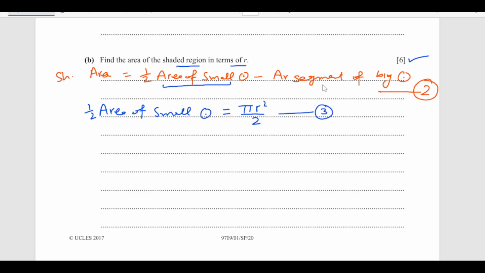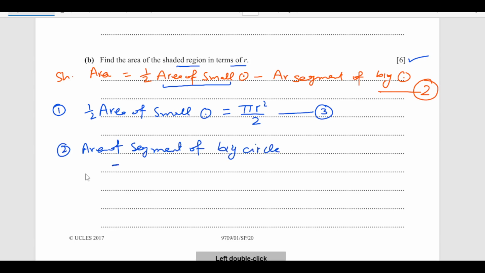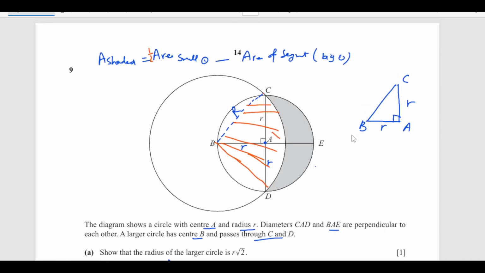Now, we are looking for area of the segment of the big circle. So, for the area of the segment, this is part 1. Secondly, we need area of segment of big circle, right. So, now this is a trick again. So, we are looking for this segment. So, the area of this segment is going to be, we have to subtract the area of this sector minus area of the triangle CAD.